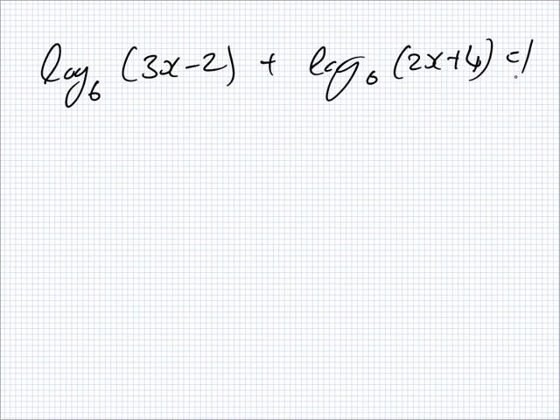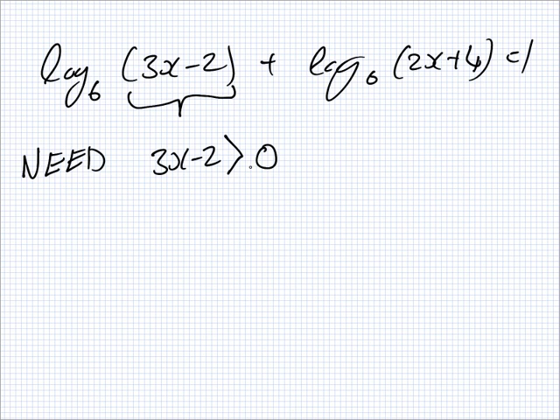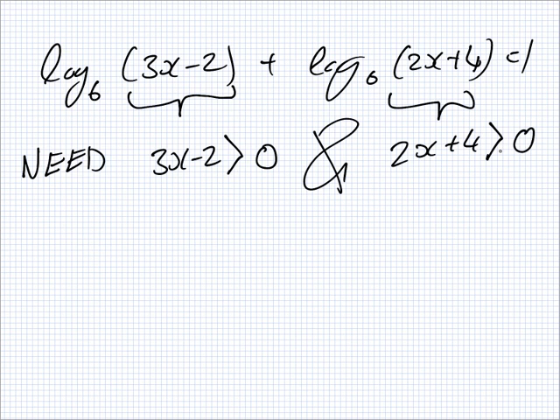Now, what is the restriction here? What values of x can I have? Well, I still need this to be positive, true? So I need 3x minus 2 to be positive. Can it be 0? No, can't have log of 0. And what do I need here? I also need 2x plus 4 to be positive as well.